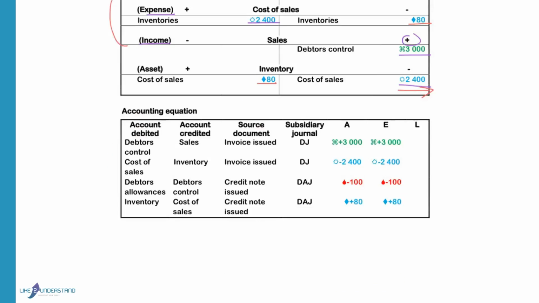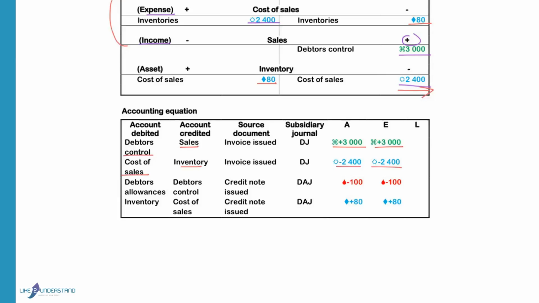In the accounting equation, debtors control will increase the assets with 3,000. Sales will increase income and profits with 3,000. Cost of sales will increase on the debit side, but it is an expense that will decrease the profit, so equity will decrease with 2,400. Inventory on the credit side decreases assets with 2,400.